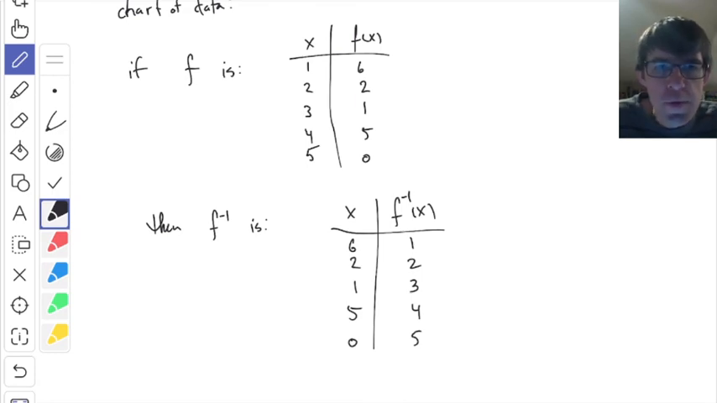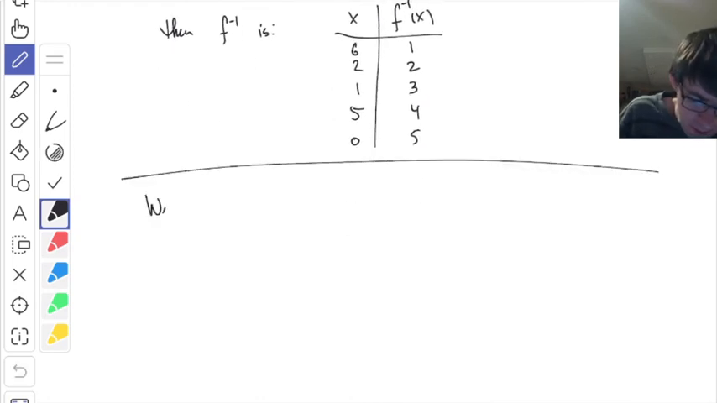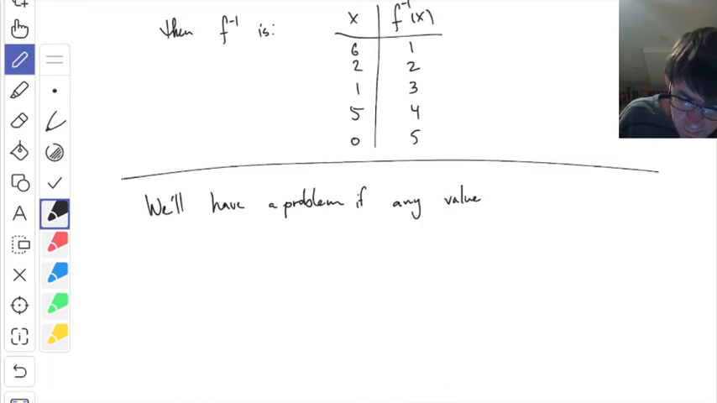These are a few different interpretations of, or ways to think about inverse functions. It seems like a simple idea, but it's a little tricky, all right? And I would like us to notice, we've only got a moment left here, but just notice that we'll have a problem if any values of f of x are repeated.